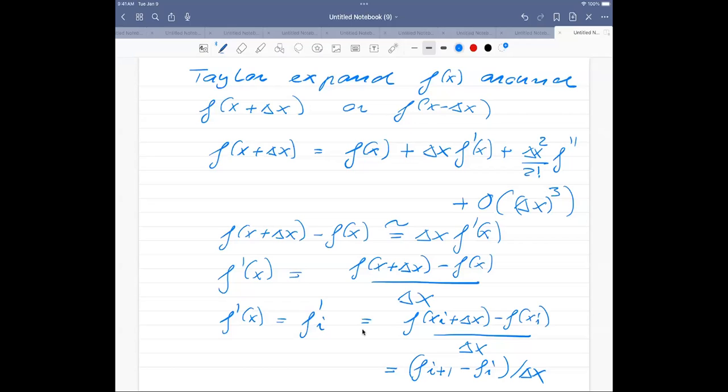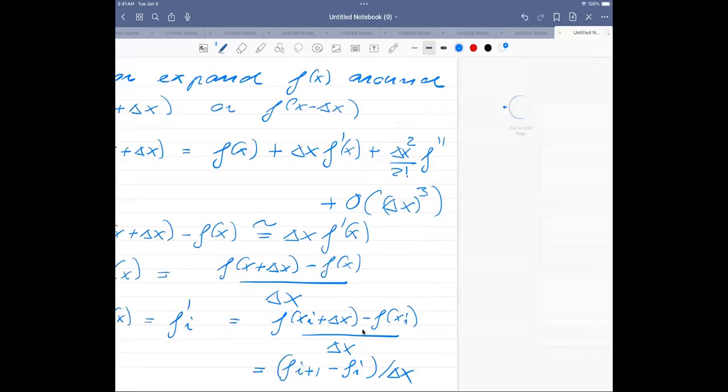Now, what you can do next is manipulate the Taylor expansions of x plus delta x and x minus delta x. You can subtract them, or you can add them. And if you add them, you can get an expression for the second derivative. And these are just famous formulas which you will encounter. So this is normally called Euler's forward algorithm, because you are moving delta x one step forward.